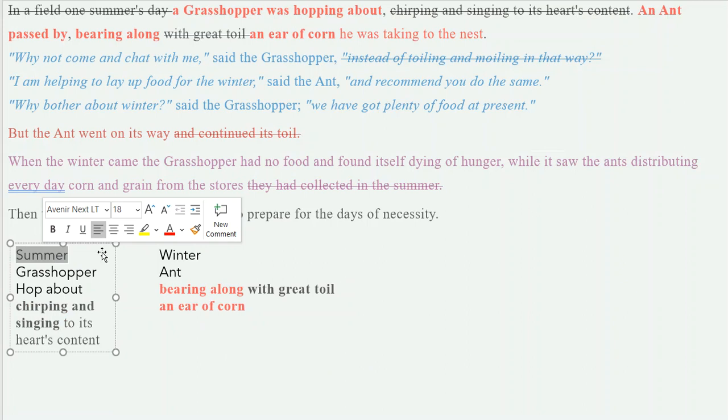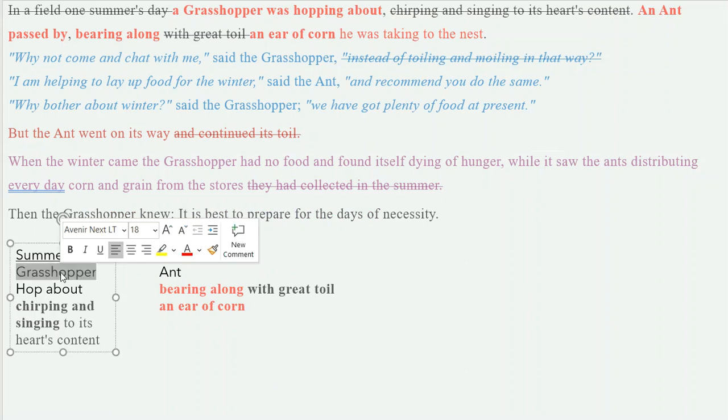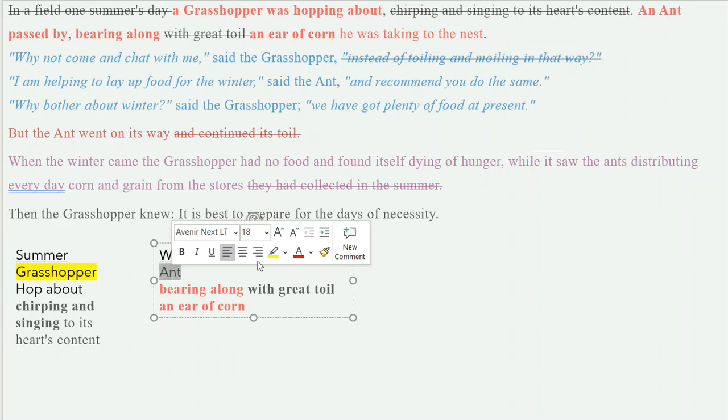Okay, so we have summer, we'll underline. So we have two big contrasts, right? Two big contrasts, summer, winter. And then we have two different behaviors. So the grasshopper and an ant. Two different behaviors for two different goals.